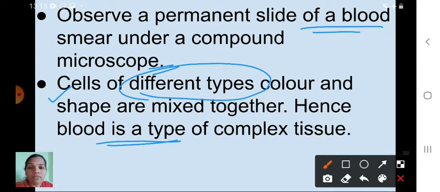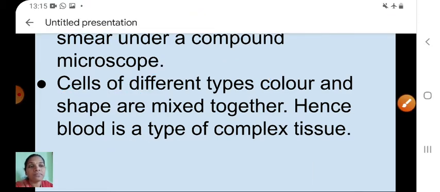Children, why are we saying blood is a complex tissue? Because the different types of cells, their color and shapes are different, and they are mixed together. That's why blood is called complex tissue. So can you say whether epithelial tissue is simple or complex tissue? Yes, epithelial tissue is simple tissue.